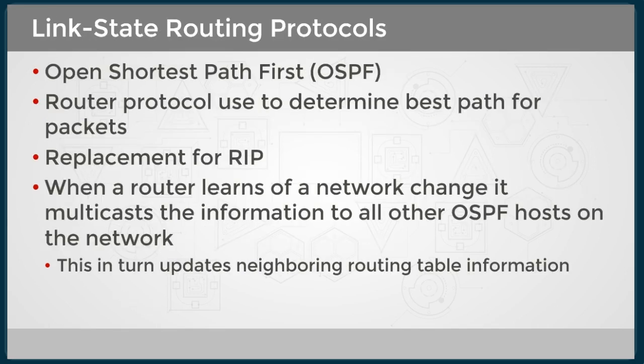Now, the next type of protocol is a link state protocol. And Open Shortest Path First, or OSPF, is an example of this. It's still an open, not proprietary, protocol that determines the best path for packet delivery and was designed as a replacement for RIP. All OSPF routers share their identity and all of their NICs, their speeds, and their IP addresses with all other OSPF routers in their area. Each router can then independently determine the shortest path from their orientation to a destination network.